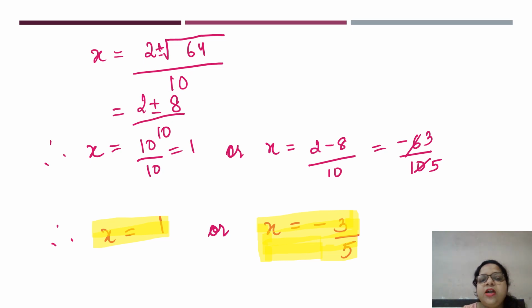x is equal to 10 upon 10, which means the value of x is 1, and x is equal to 2 minus 8 upon 10, which means minus 6 by 10, which will cancel by 2, and it will give you minus 3 by 5. Therefore x is equal to 1 or x is equal to minus 3 by 5.